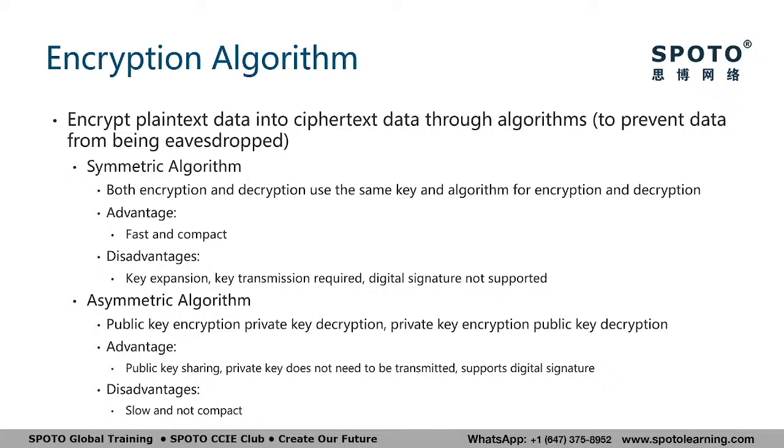The first one is the symmetric algorithm. This means both encryption and decryption use the same key and algorithm. Because it uses the same key and algorithm for both encryption and decryption, that's why it's fast and compact.